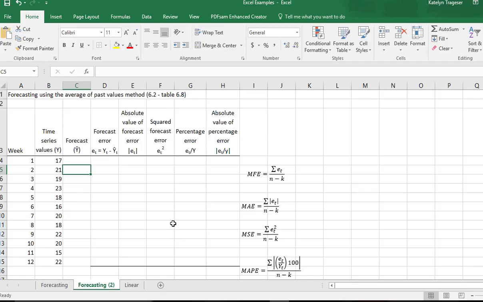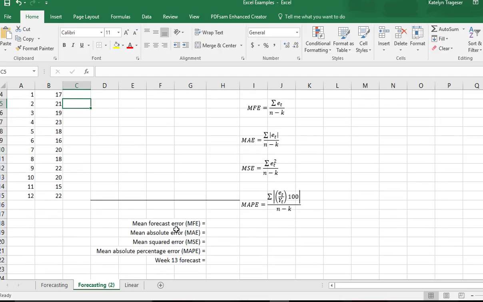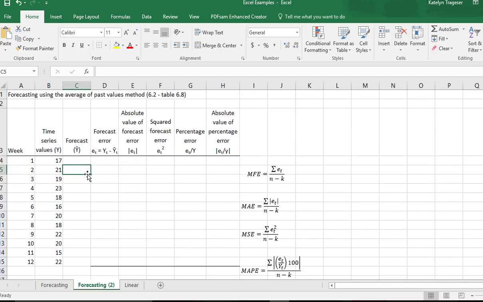In our next example, we're again going to forecast, but instead of using the naive approach, we're going to use the average of past values method. So we're going to recreate table 6.8 and then calculate our errors from section 6.2 of the book. The difference here is going to be our forecast column. Again, instead of the naive approach, we're going to use the average of the past values method. Now, however, our first forecast, or our forecast in week 2, the only past value is 17.